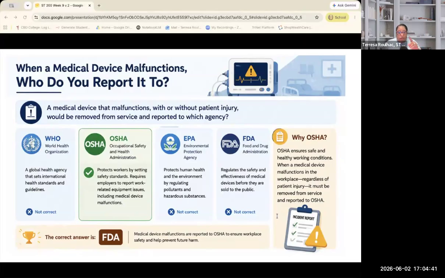So why OSHA? If it asks who sets workplace safety standards, so in here, you're looking at the keyword right here: they bring up patient injury. So now think about how a person could potentially be involved. A patient, but it could also be a worker. It could be the surgeon. It could be the anesthesia. One or two words right here change what the question is asking.